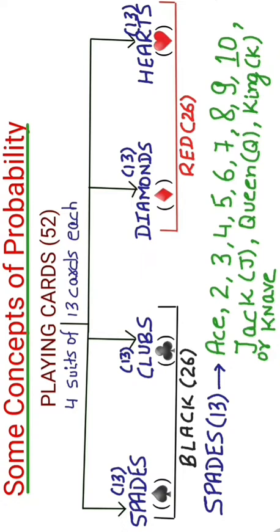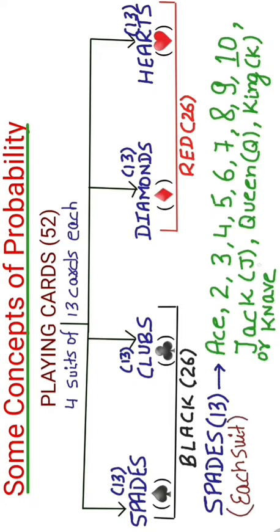Out of which 2 suits, spades and clubs, are of black color, and the remaining 2, diamonds and hearts, are of red color. So, there are 26 black colored cards and 26 red colored cards. Each suit will have the following 13 cards. Okay, this is for each suit. The cards will be, first one is ace, then 2, 3, 4, 5, 6, 7, 8, 9, 10.